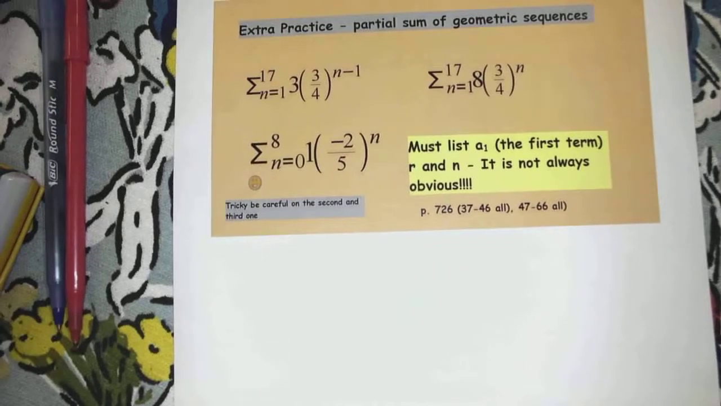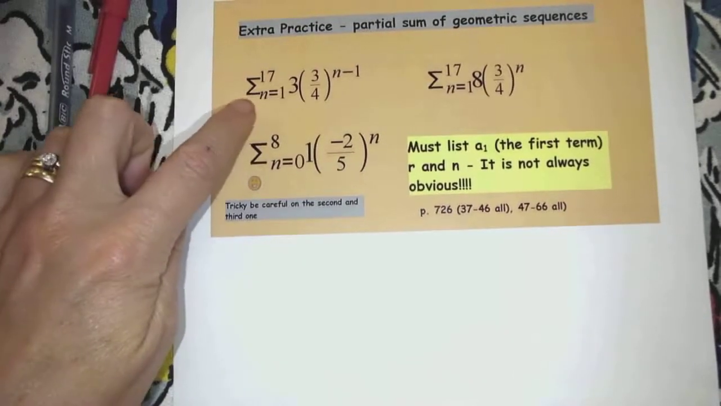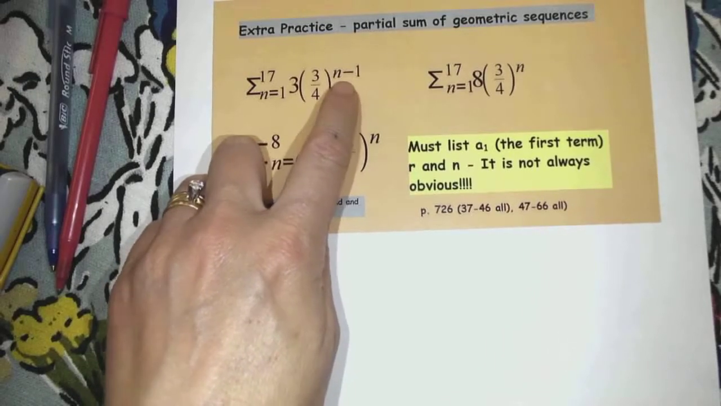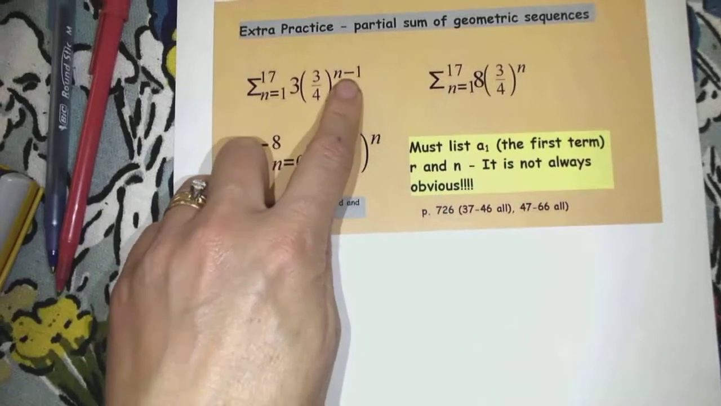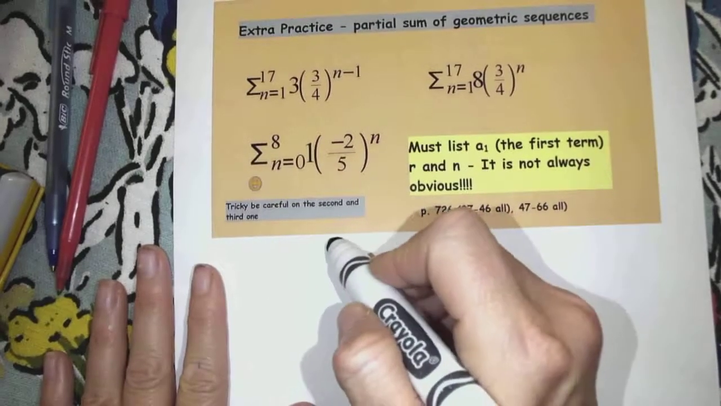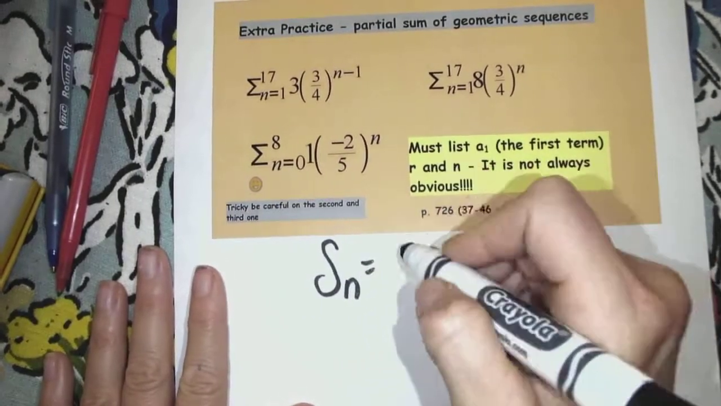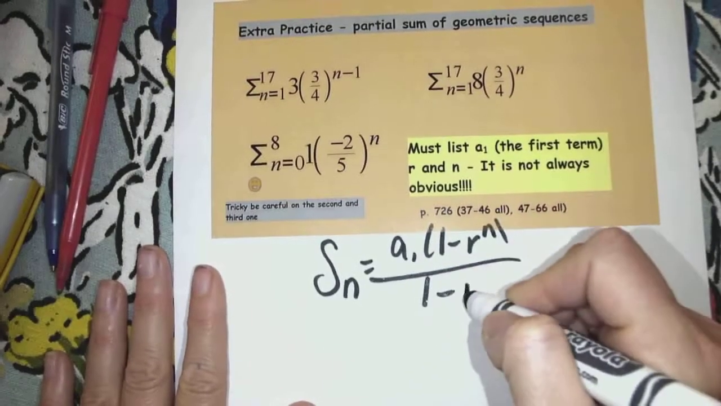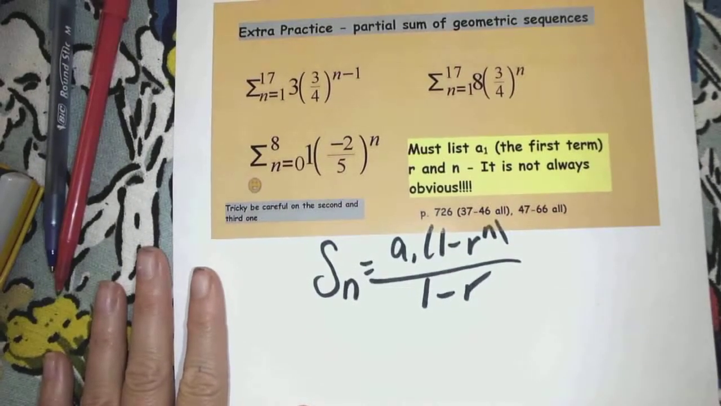Okay, these are the same thing except I have sigma notation. If I see something being raised to a variable power, exponential here, that lets me know that it is geometric. So I'm still going to use the same formula. I'll write that on here. And I'm going to list the A sub 1, R, and N for each of these.